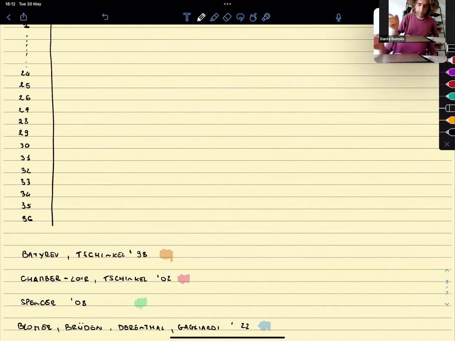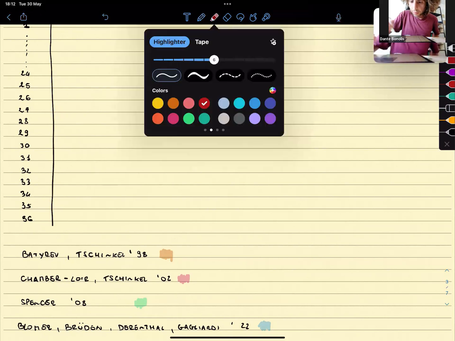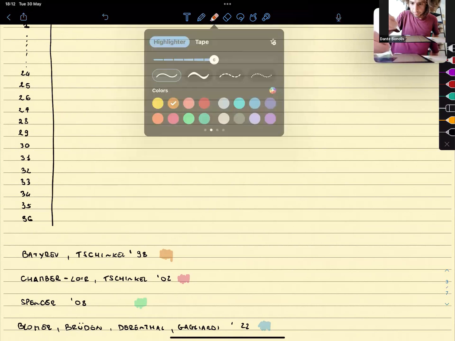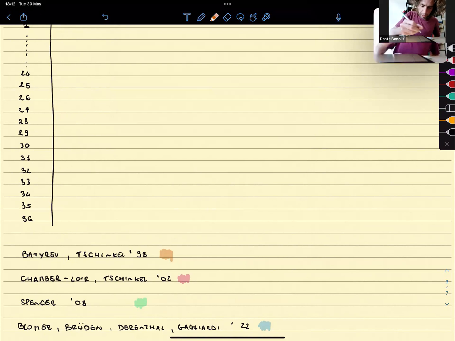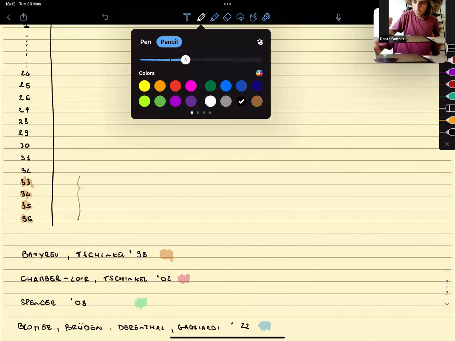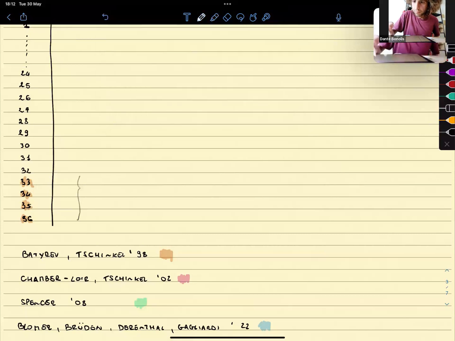So the first 3 case, okay, let me try to get the right color here. I guess it's, no, probably it's not. Okay, let's try. So the number 36, 35, 34, and 33, they were covered by Batirev and Chinkel in 98. And, oh, wow. Wait. Okay, I picked the pencil, so, oh, whatever, wait. Batirev and Chinkel in 98.